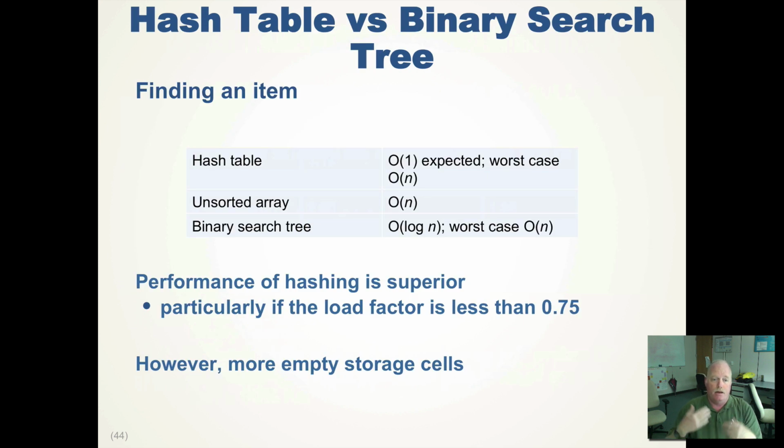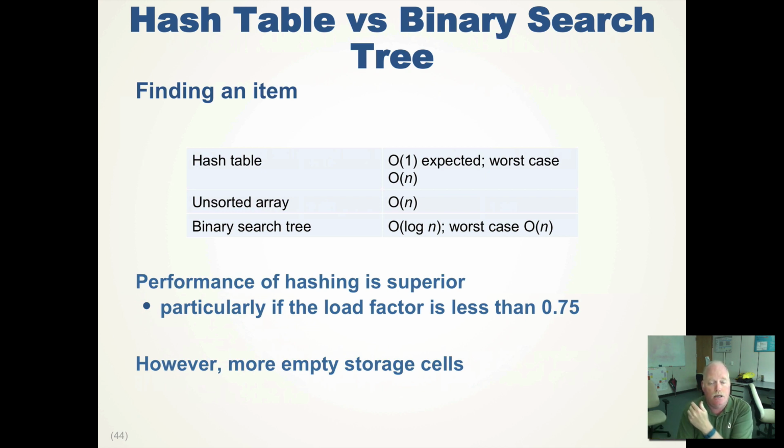So again, back to the binary search tree versus using a hash table to store your items. Getting a thing from a hash table is big O of 1. The very worst case is big O of n, because you're either going to have to probe through all the things in the table, or you're going to have to search a big long linked list.